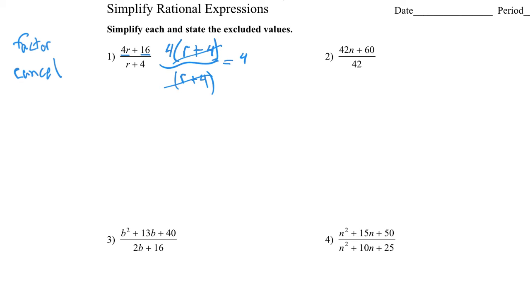Okay, now it says state the excluded values. So the excluded values are where the bottom is equal to 0. You can't divide by 0, which is why we need to look at it. So we have 0 equals r plus 4. If we subtract 4, 0 minus 4 is negative 4. So an excluded value is negative 4, because we actually can't let r equal negative 4. If it did, then the bottom would be 0, and then it would be undefined.